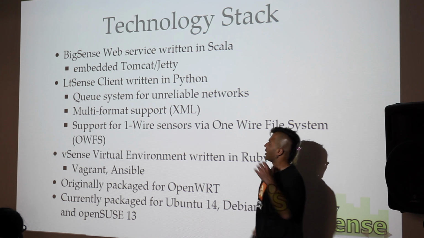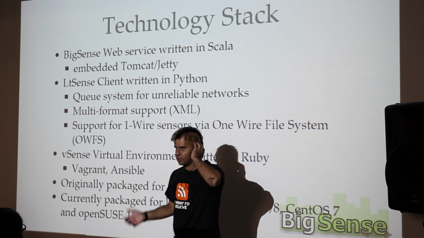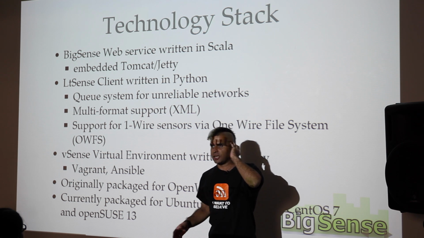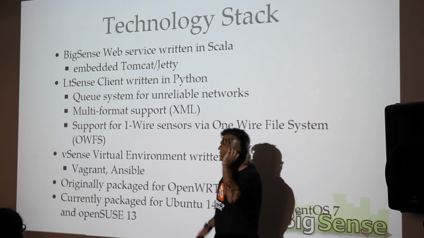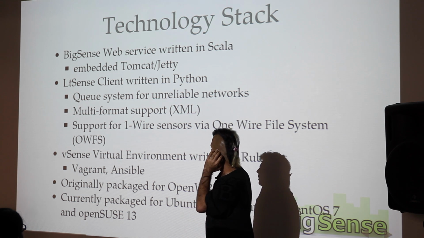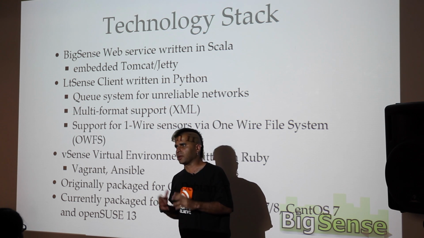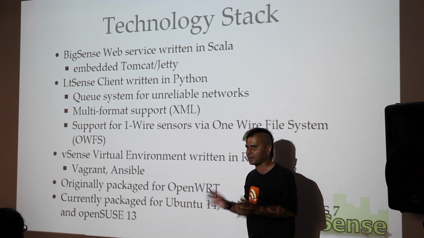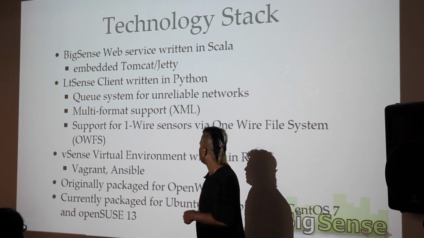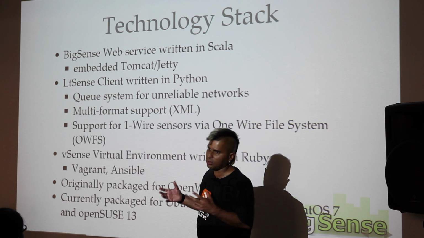So the technology stack behind this, we have BigSense, which is a web service written in Scala, using embedded Tomcat and Jetty, which is kind of neat. I'll get into that in a minute. The client side is LtSense. It's written in Python. It supports multiple formats. Right now, we're just using a proprietary XML format to get data back and forth, but we want to implement WaterML and several other formats. Using one-wire sensors.